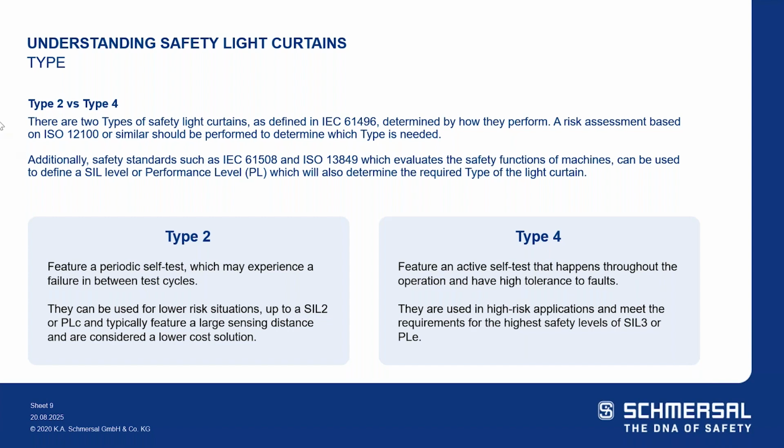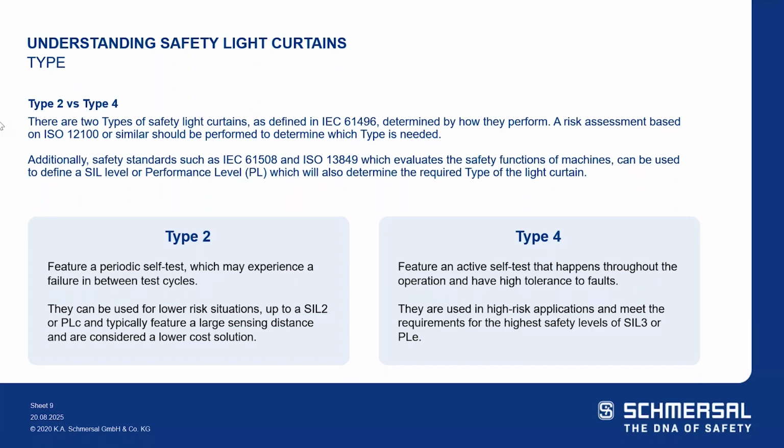There are 2 types of safety light curtains as defined in IEC 61496, determined by how they perform. A risk assessment based on ISO 12100 or a similar standard should be performed to determine which type is necessary and needed for the application. Additionally, safety standards like IEC 61508 and ISO 13849, which evaluate the safety functions of machines, can be used to define a SIL level or performance level, which will also determine the required type of the light curtain. And so the 2 types are type 2 or type 4.